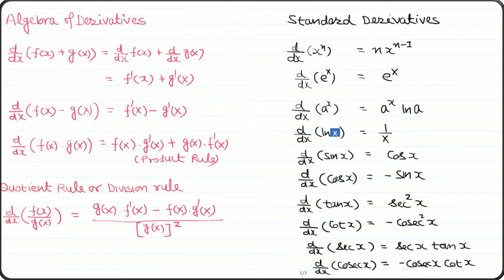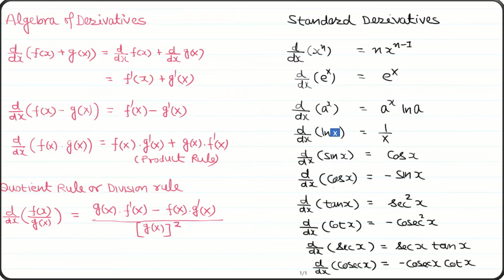When a function is in the rational form, we use the quotient rule or division rule. And the rule is denominator times derivative of numerator minus numerator times derivative of denominator, whole upon denominator square. Now let's have a look at some of the standard derivatives. Derivative of x raised to the power n is n x raised to the power n minus 1. This is also called the power rule.